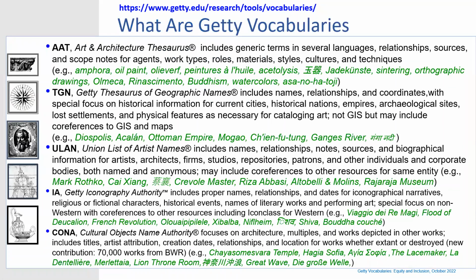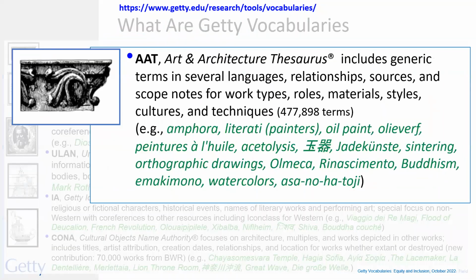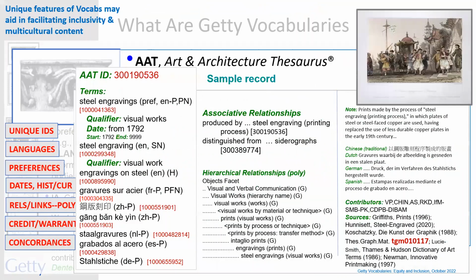Now let's look at the vocabulary, starting with the AAT, the Art and Architecture Thesaurus. It includes generic terms in several languages with relationships and other rich data. And terms that you might find there would be amphora, literati painters, Olmec culture, etc. And here I show you a record, more or less as it's displayed to our end users online in a logical way. And this we can begin to look at some of the unique features of the vocabularies that aid in facilitating inclusivity and multicultural content.